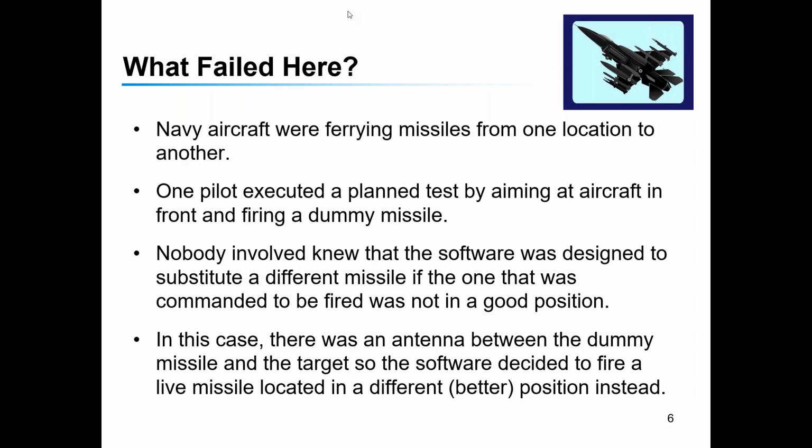And it was designed to substitute a different missile if the one that was commanded to be fired, which in this case was a dummy missile, wasn't in a good position. And there happened to be an antenna between the dummy missile and the target. So the software decided to fire a live missile that was located in a better position instead. And if you look at this, what failed? The software did exactly what it was supposed to be doing. Even the pilot did everything he or she was supposed to be doing. Nothing failed. It was a design error, an error in the requirements, in the interactions between the components.